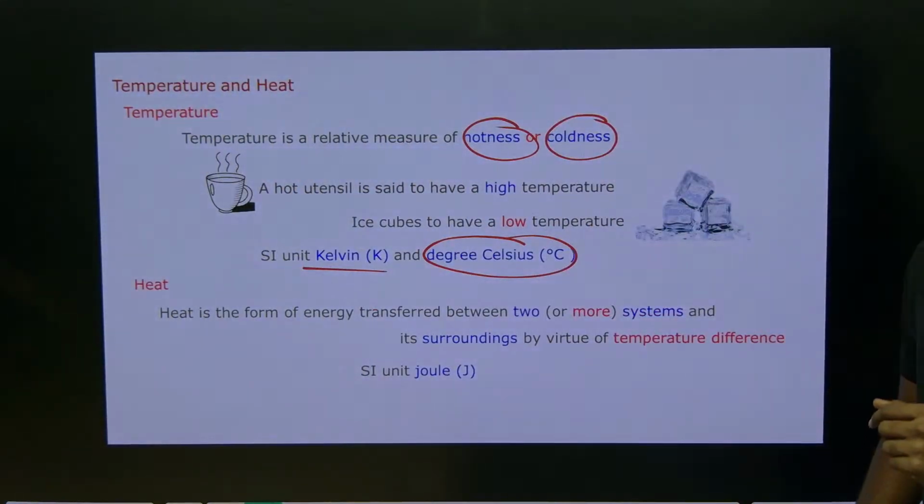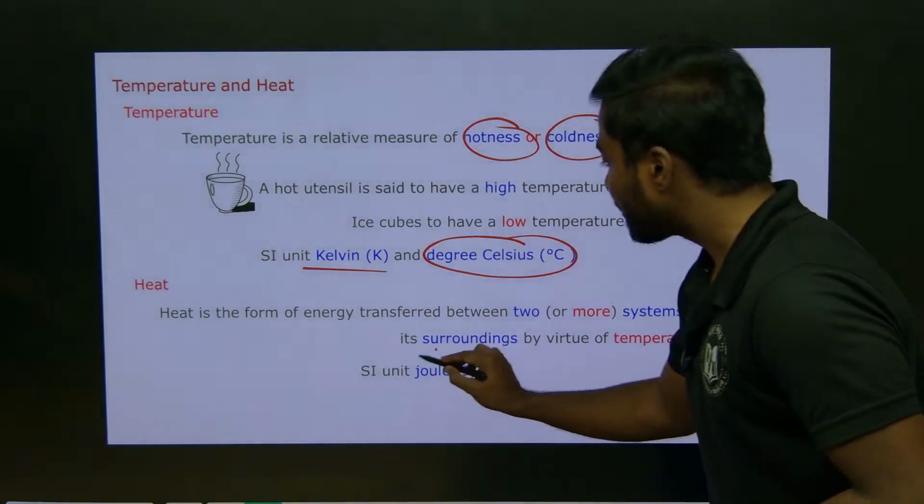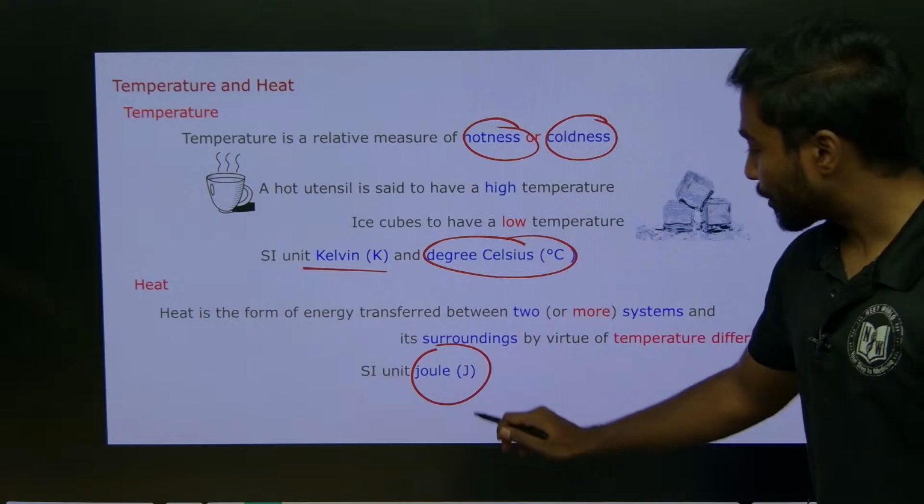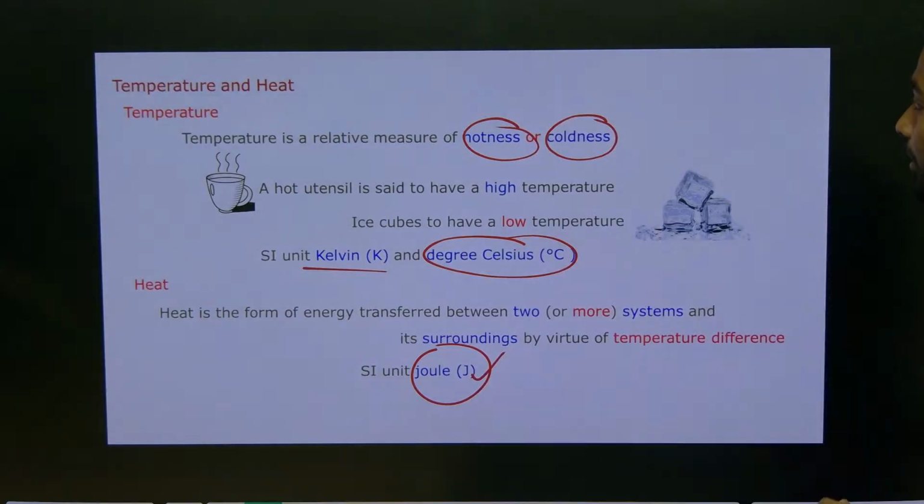The SI unit of heat is joules. When we talk about energy, the SI unit is joules, right? So heat is a kind of energy, and its SI unit is joules.